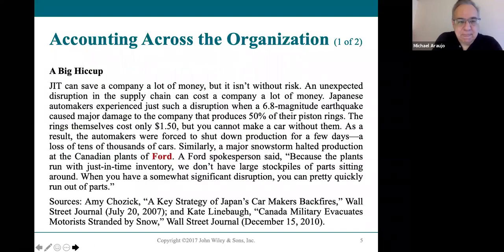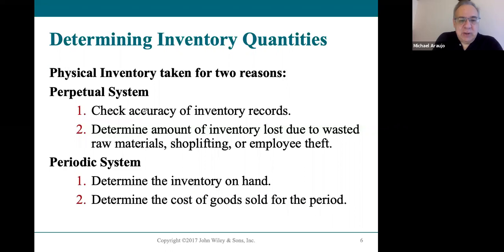We already know the inventory systems. There's a perpetual system, which is most common. It's a continual updating of the inventory record. It is usually a computerized system, scanning everything in, scanning everything out. So it keeps relatively up-to-date and accurate records. But even with a computer system, you have to check if it's right.